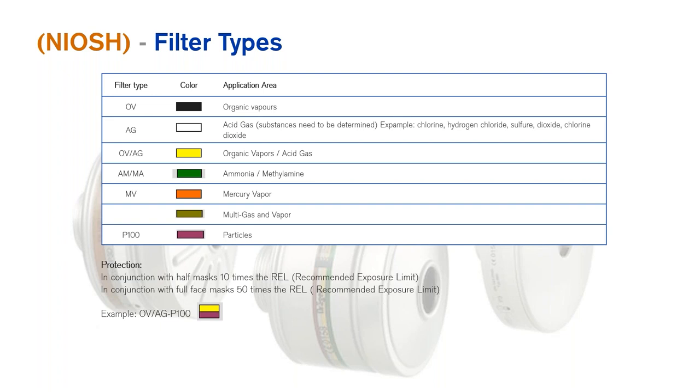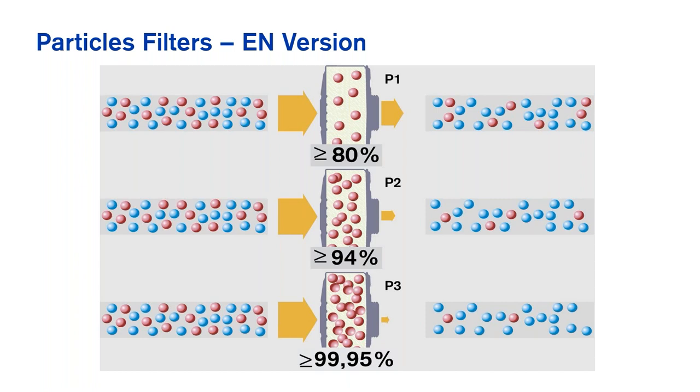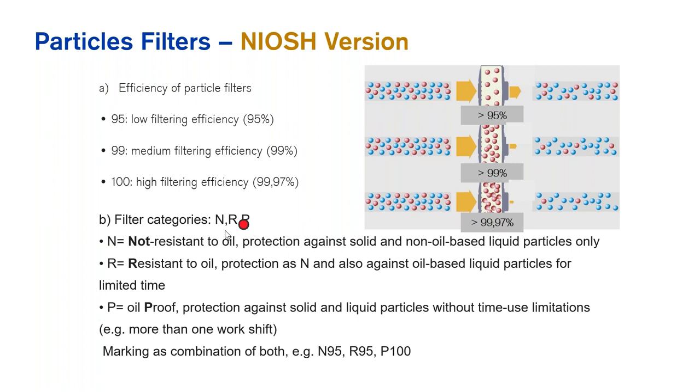Next, I'll talk a little bit about the particles. There is a big difference between the particle testing standards and the grading of the particle filtration systems between EN and NIOSH. For EN, we usually classify under P1, P2, or P3, based on 80%, 94%, and 99.95%. But if you look at the NIOSH version, they have a much wider standard in a sense. They test for oil-based and non-oil-based, where the common one we know as N95 is the lowest, at 95% filtration. So if you have aerosols that are oil-based, you need to use R-based, which is the R95 series.